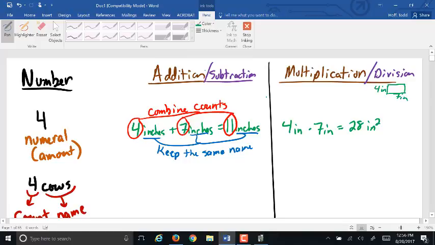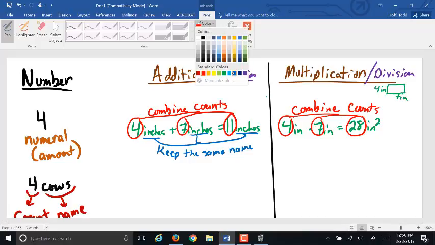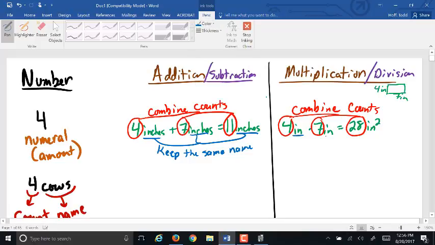So if we look at what happened here with our count and our name, where our counts are still 4 and 7, and we combined them to get 28. Now this time we were multiplying, so we combined them with multiplication. Either way, we still combine the counts. The difference is in the names. We had inches, and we multiplied them to make inches squared, square inches.